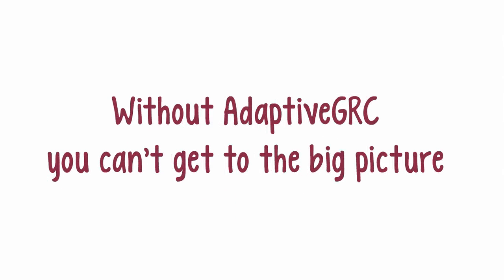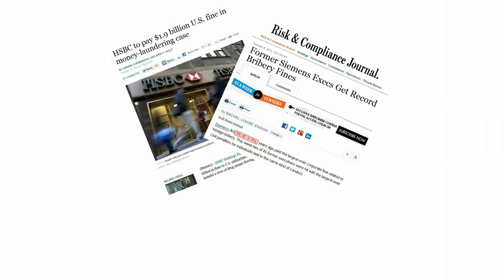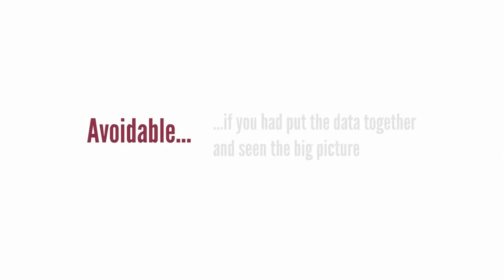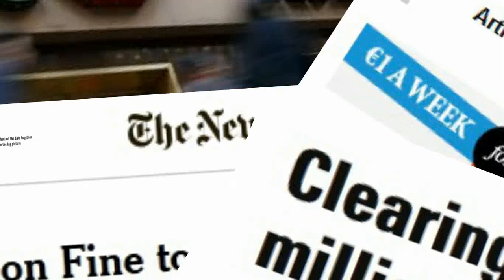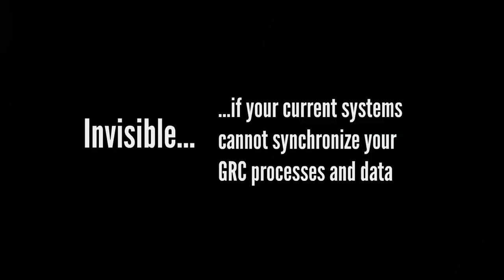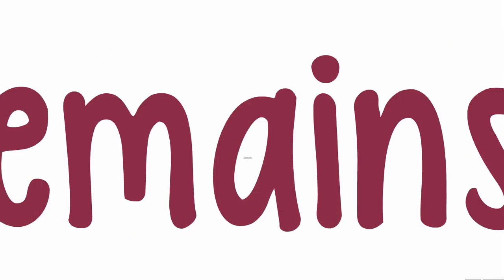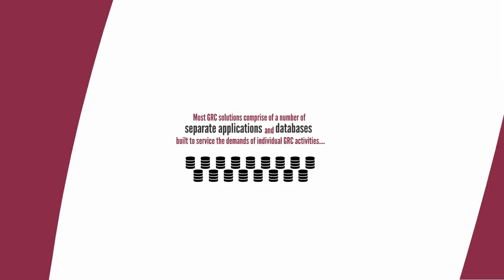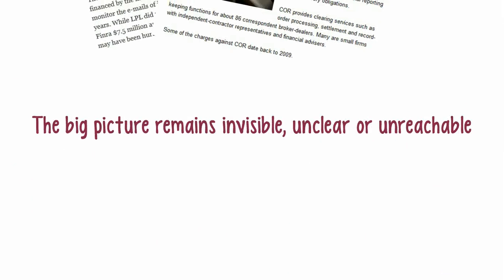Without AdaptiveGRC, you can't get to the big picture and you can't protect yourself against significant, yet currently undetected risks. As examples of not understanding these risks, major brands are suffering very public compliance and risk incidents. These are avoidable if we'd put the data together and seen the big picture. However, they're invisible if your current systems cannot synchronize your GRC processes and data. Most GRC solutions comprise a number of separate applications and databases built to service the demands of individual GRC activities. The big picture remains invisible, unclear, or unreachable.